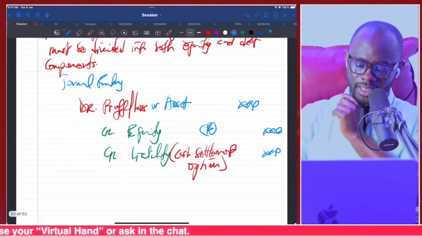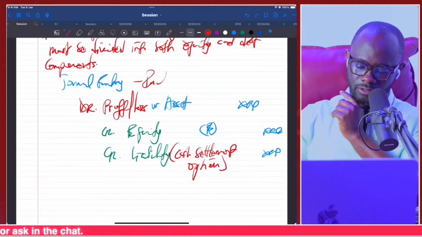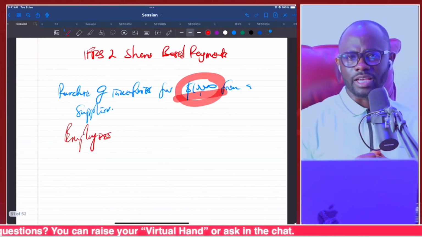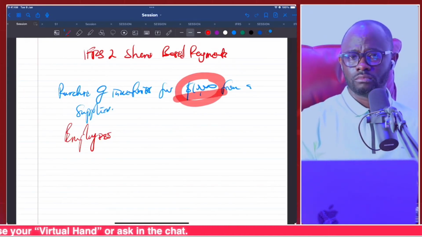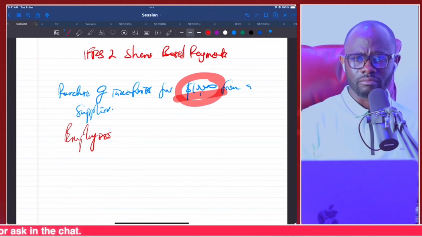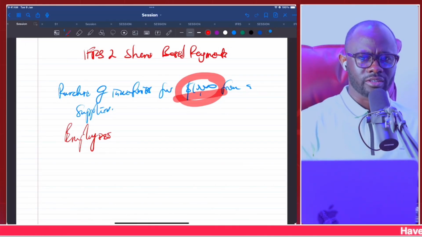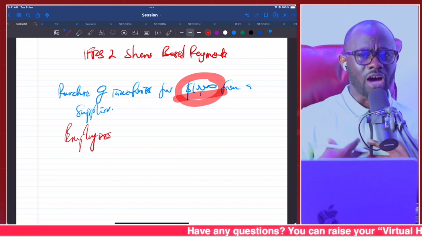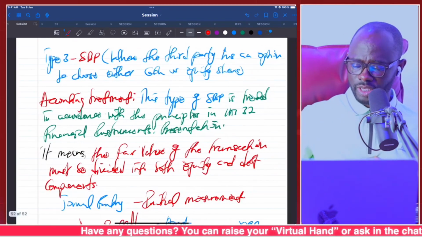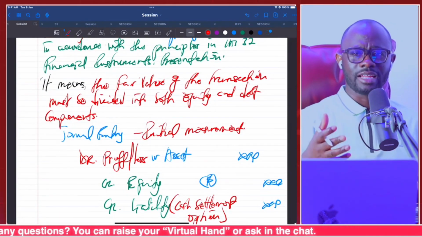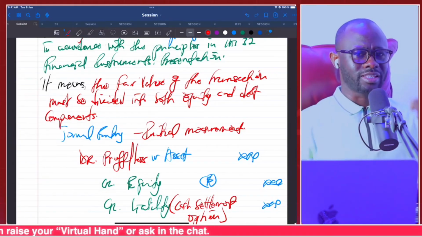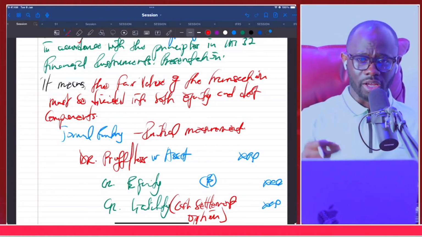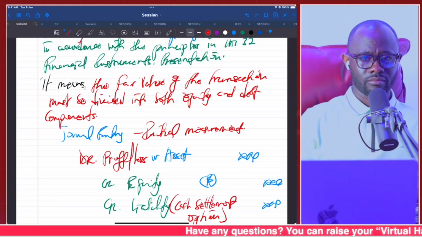This is initial measurement. So we've bought from you. We owe you $10,000. But guess what? You have two options in 3 months' time. Get your $10,000 or get some equity shares. All right. How should we account for it in our books? Initial measurement. The standard says that this should be treated as a compound financial instrument in accordance with IAS 32 financial instrument presentation.